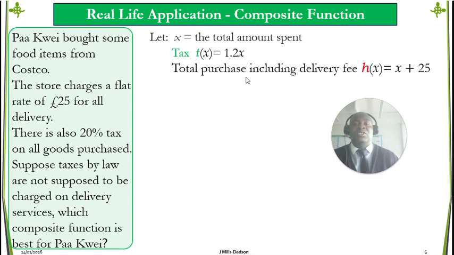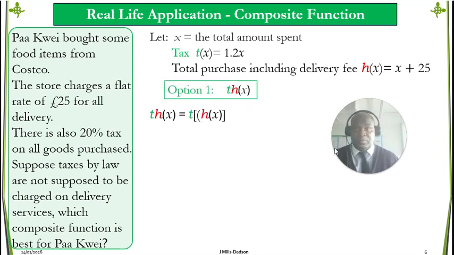The second function is total purchase including delivery fee. So here I'll spend x amount and I'm going to pay 25 flat rate for the delivery. So that is my h of x function, my purchase function. So now let's see. We're going to have t of h of x and h of t of x and see which one will be convenient for Parkway to use.